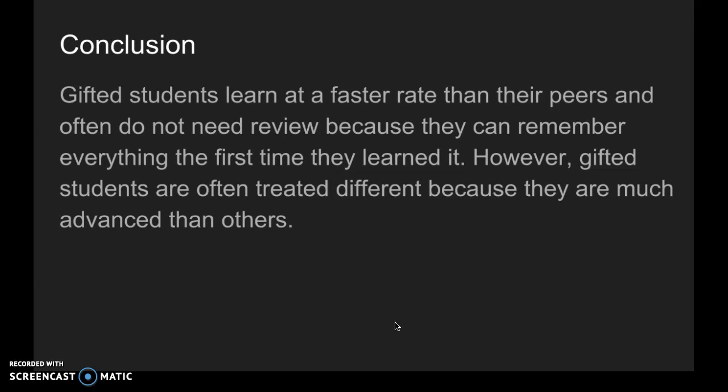And my conclusion is gifted students learn at faster rates than other peers and often do not need review because they can remember everything the first time they learned it. However, gifted students are often treated differently because they are much more advanced than others. And also, gifted students are treated differently just because they're gifted in one subject, so people think they're going to be gifted and smart all the way across the board. And that doesn't always happen, and they will need help sooner or later in the subjects that they aren't gifted in. So those are just things we have to remember and try to treat them all equally and the same.